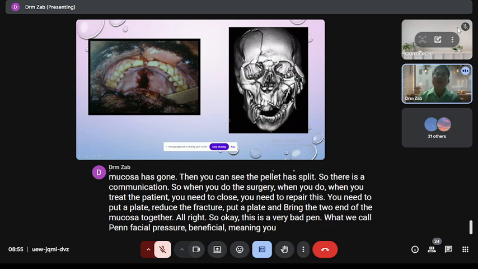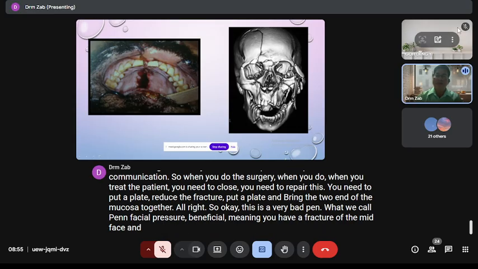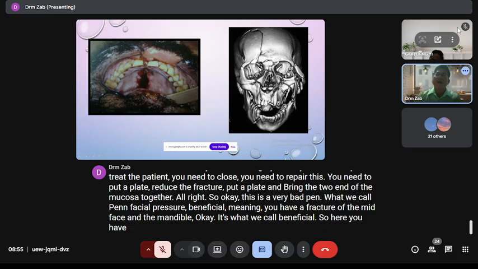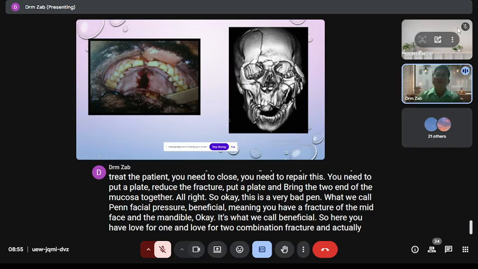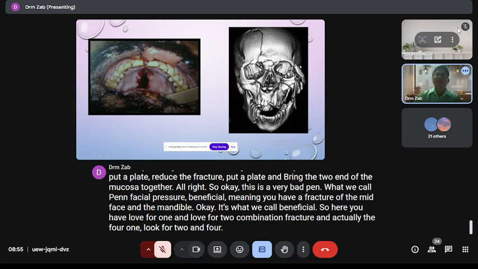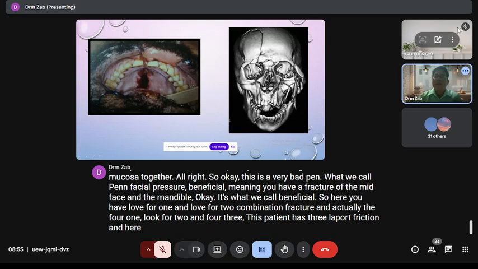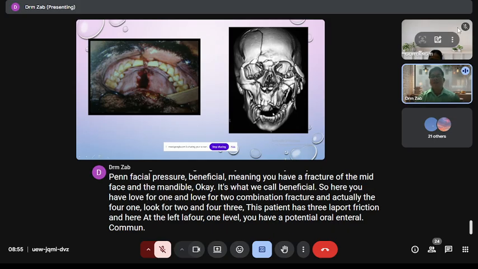So okay, this is a very bad what we call panfacial fracture. Panfacial meaning you have a fracture of the midface and the mandible. That is what we call panfacial. So here you have Lefort 1 and Lefort 2 combination fracture. And actually Lefort 1, Lefort 2, and Lefort 3. This patient has 3 Lefort fractures. And here at the Lefort 1 level, you have a potential oro-antral communication.